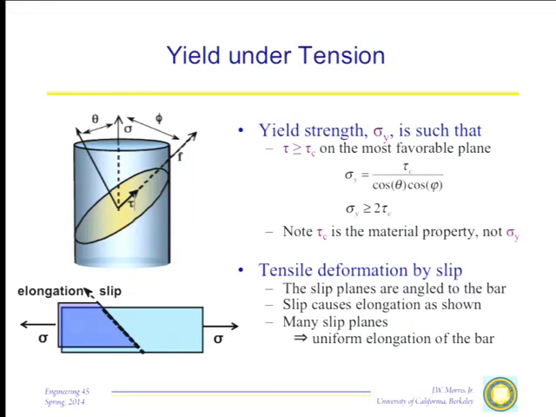What actually happens when we deform a single crystal in tension is that we get slip on sets of planes, usually cross to one another, so we get kind of X-like patterns on the surface, and the bar as a consequence gets longer by slip, by the mechanism that you've shown right here.